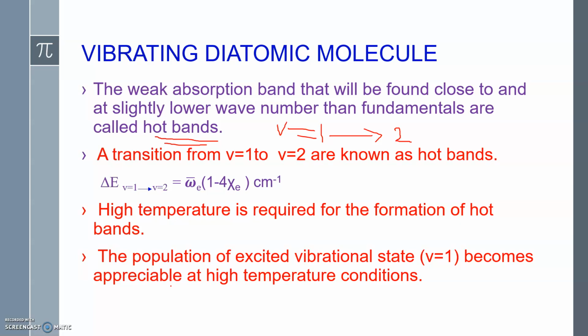This is also known as a hot band because it is observed at high temperature, and this high temperature is required for its occurrence. So the transition from the V = 1 state will be observed at high temperature, and these bands are known as hot bands. The energy corresponding to the V = 1 to V = 2 transition is given by omega bar (1 minus 4 chi) centimeter raised to minus 1. So this is all about the anharmonic oscillator.